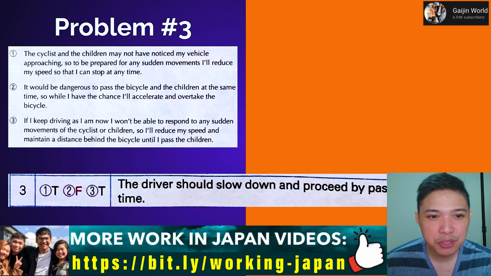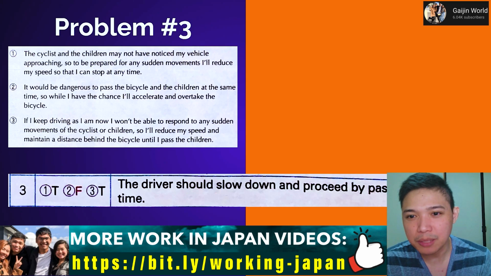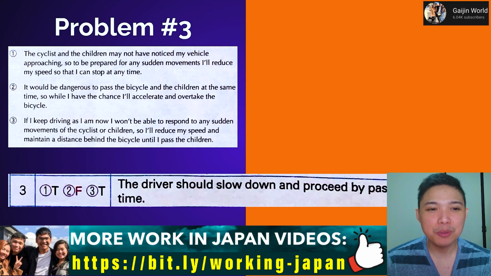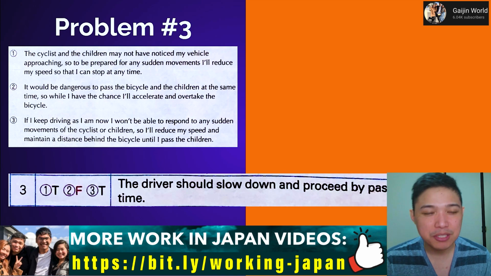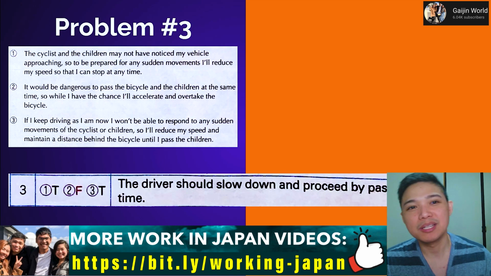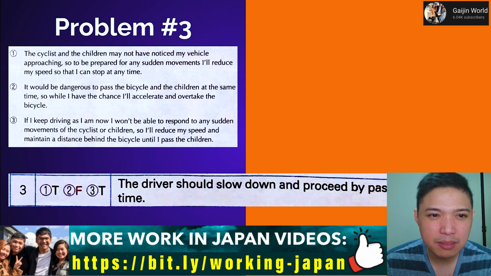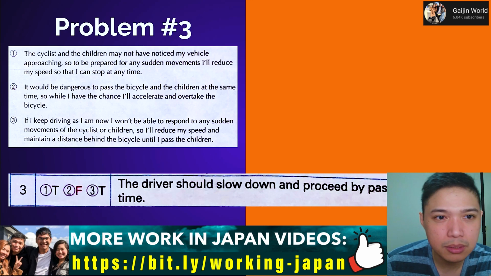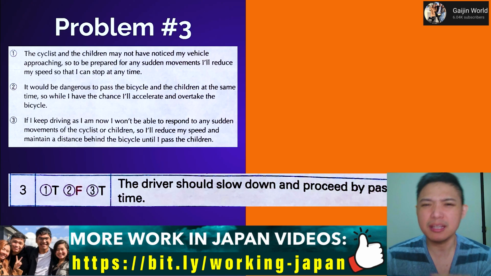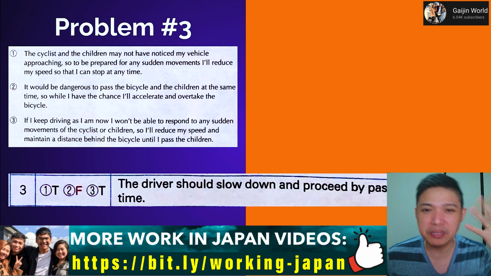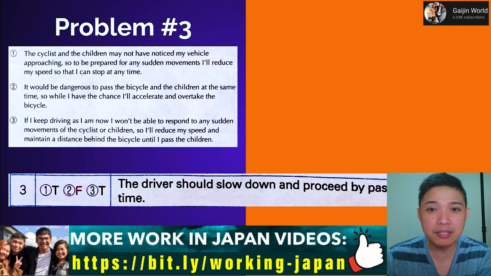The explanation is that the driver should slow down and proceed by passing one at a time. So my answer for number 3 is incorrect. It should be true. My answer was false. The part that confused me was reducing the speed but also maintaining a distance. Yeah, it makes sense. I realized my mistake and I hope you answered correctly.